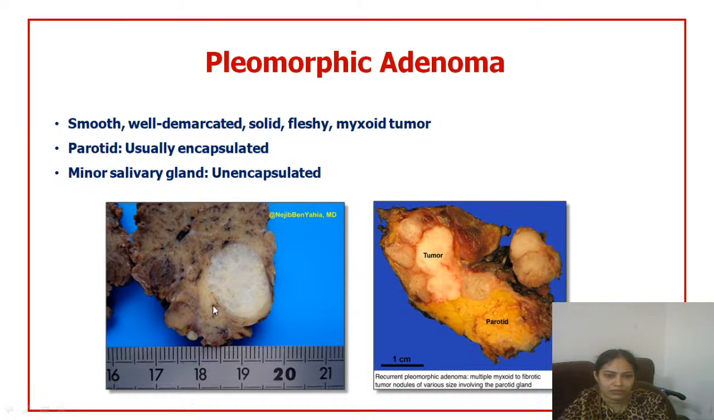So here you can see the gross. Because of this chondromyxoid stroma, chondro means cartilaginous, myxoid means having an appearance like mucus. So because of this cartilaginous mucousy appearance, it has a shiny cut surface. You can see that it's very well demarcated here from the rest of the salivary gland. When it's present in a minor salivary gland, it could be unencapsulated because they don't form capsules there. So here this is a recurrent pleomorphic adenoma where you can see multiple tumor nodules and of varying size here as well.